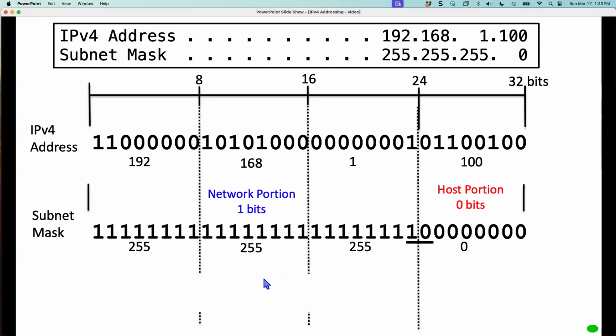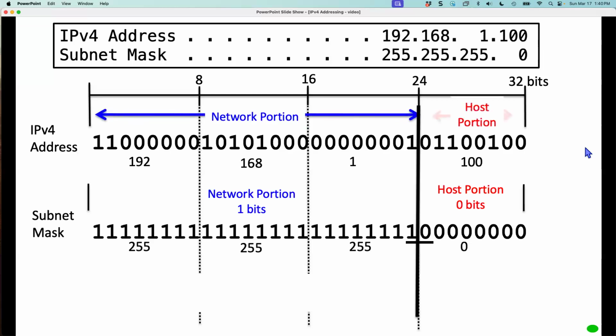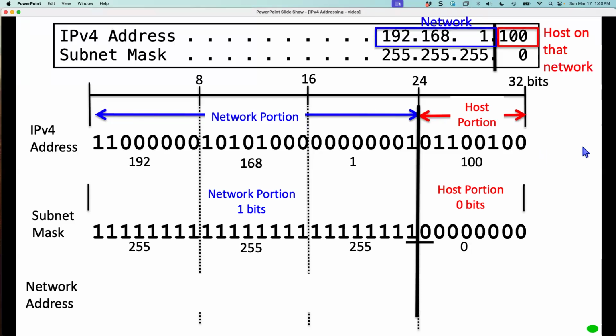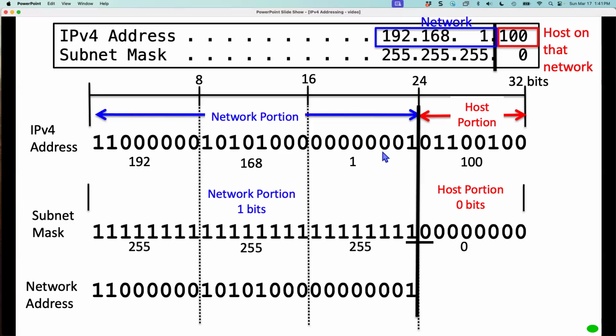All right, so let's take a look at the network. Here we go. So this device here, 192.168.1.100. There's the network portion, there's its host portion. Let's move that over. Network portion, host on that network. It knows that it is a member of a network, and all it's going to do is copy these network bits down here. It says that's my network portion.